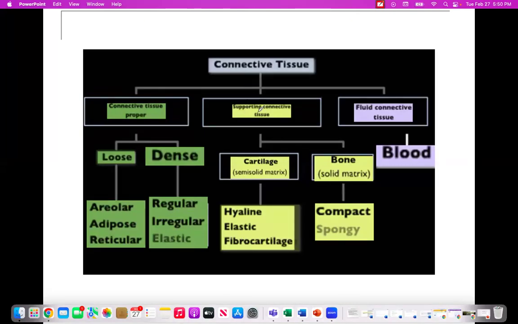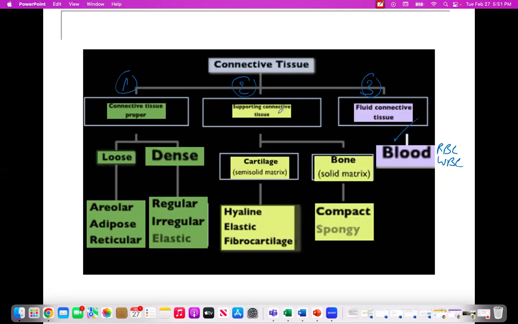Just to review, in connective tissue, we have three primary categories. So connective tissue proper is one category, supporting connective tissue is the second, and then liquid or fluid connective tissue is the third. Now, under fluid and liquid, we're going to talk about blood. And with blood, we'll mention the red blood cells, and then we'll talk about white blood cells. Red blood cells are erythrocytes. White blood cells are leukocytes.